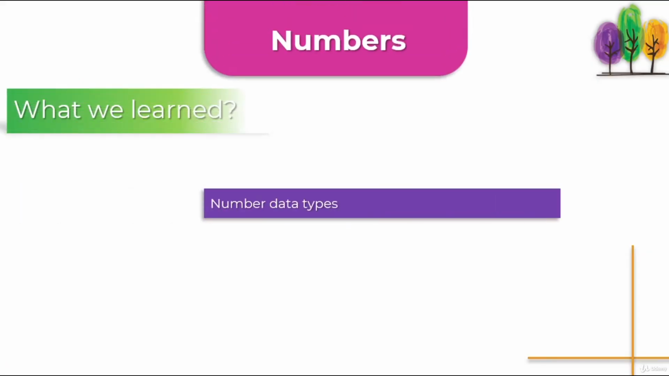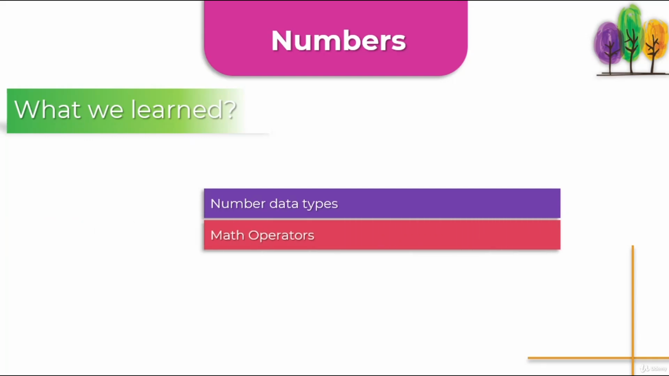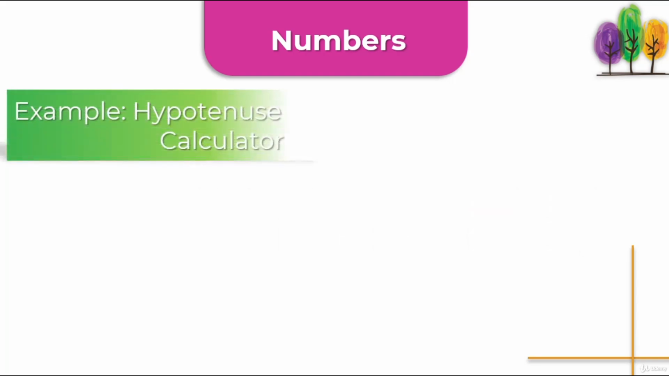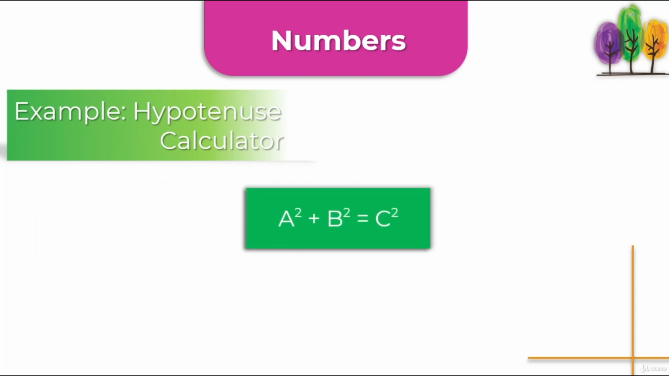So in this lesson, we've been learning the numbers and the math operators in Python and where and how to use them. Now our next exercise is the hypotenuse finder. In this exercise, we're going to try to find the hypotenuse with the help of math operators. As you may recall, the hypotenuse formula is a squared plus b squared equals c squared.